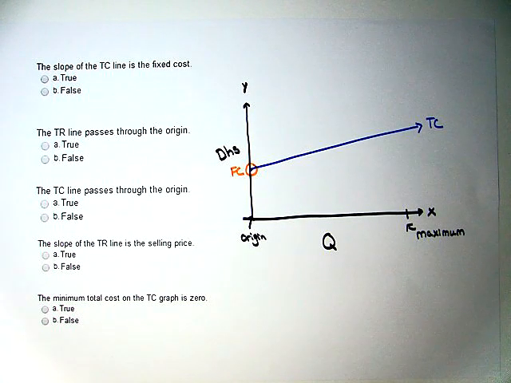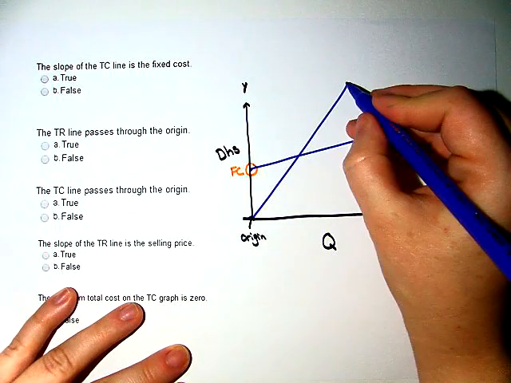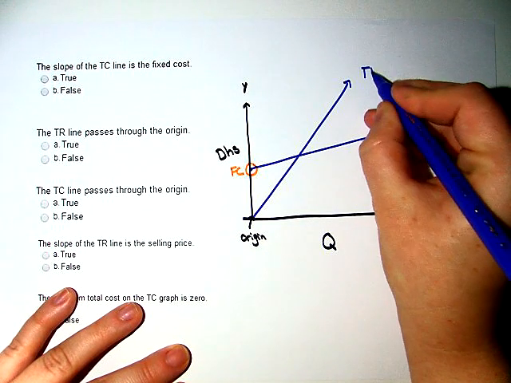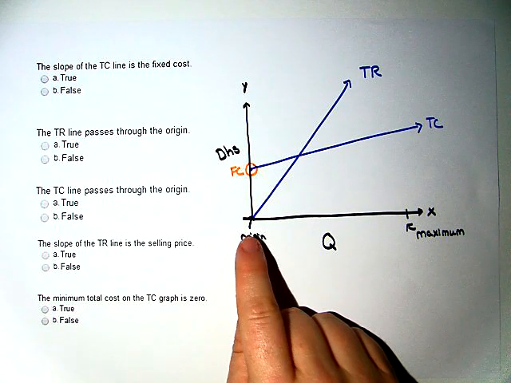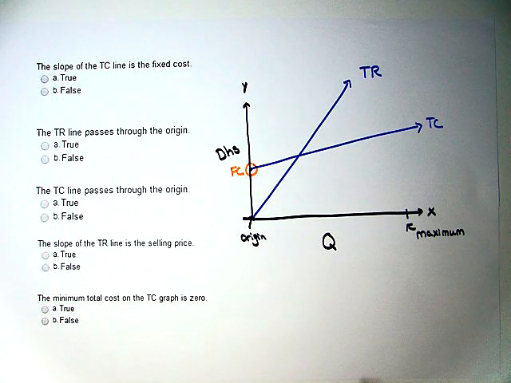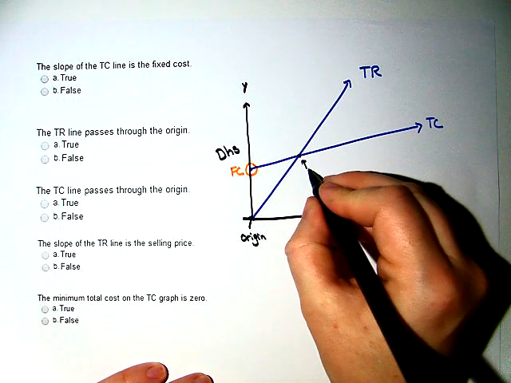Now, the next graph is going to be my total revenue graph. And my total revenue graph is also pretty easy to identify because it will start at the origin. Now, these two graphs intersect at a point known as the break-even point.